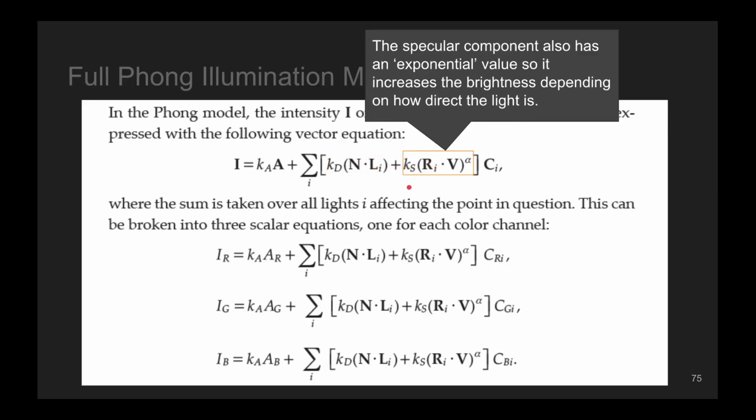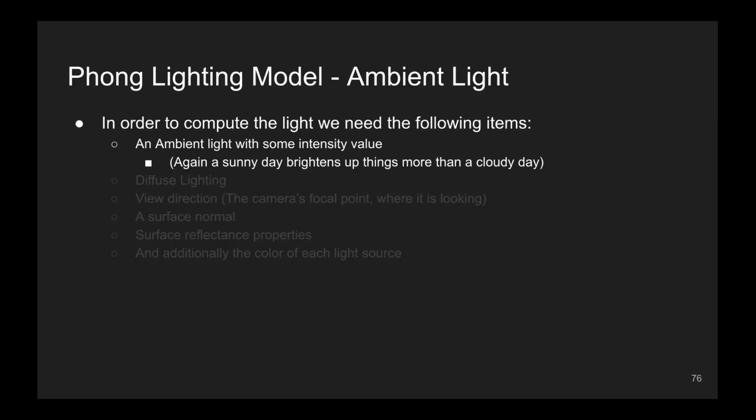Now the specular component's also a little bit interesting because it has this exponential value. So it's going to increase the brightness, again, depending on how direct the light is. That sort of makes sense. That could change per surface. If you have something metallic or more like a fabric or a cloth that wouldn't reflect as much light. So you could change those.